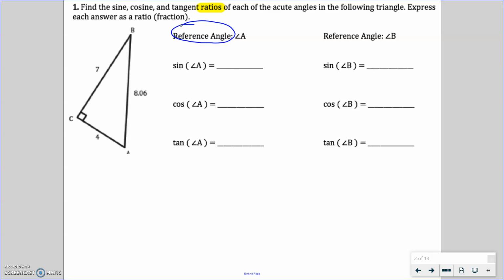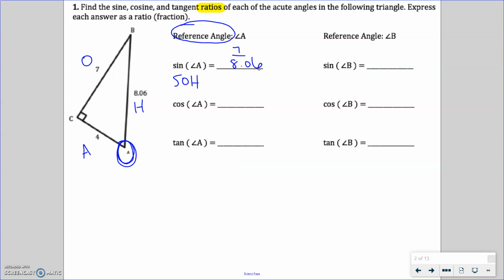So we're looking at angle A, which is this one right here. Let's label our O, H, and A just to keep things consistent. H is this 8.06. O is the 7 because it's opposite that angle. And the adjacent side is that 4. So when I ask what sine of angle A is equal to, well, sine is SOH for SOHCAHTOA. So sine is equal to O, which in this case is 7, over H, which in this case is 8.06.